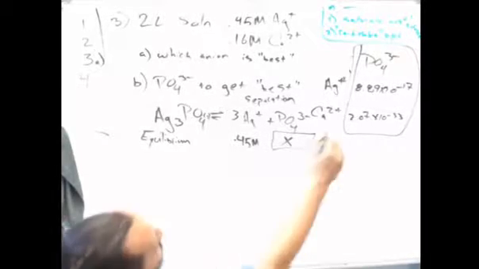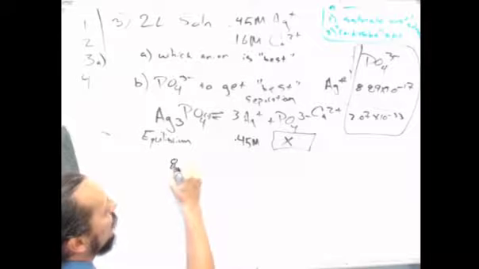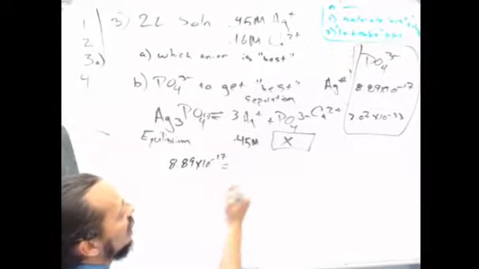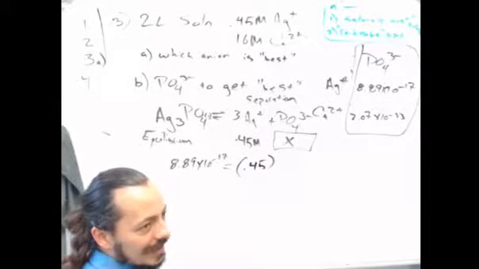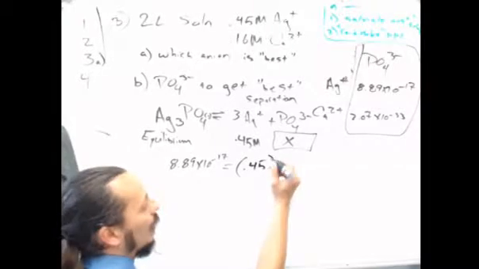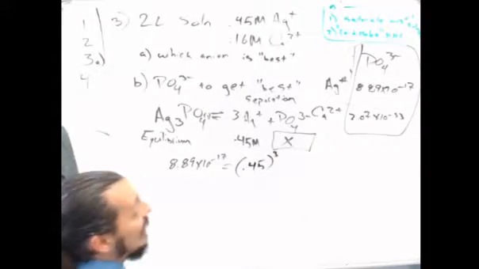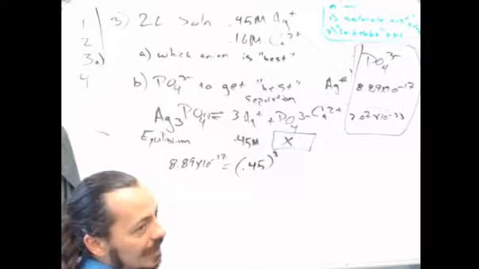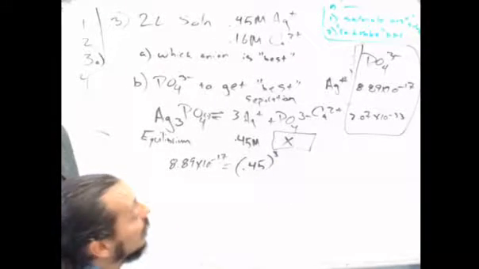So can you all solve this? We're just going to have the KSP, 8.89 times 10 to the minus 17, is equal to 0.45. Oh, you know how I said it wouldn't change the calculation? I was wrong, because that 0.45 needs to be cubed. If I had the wrong chemical formula and the wrong chemical equation, I would make the mistake because I would square that instead of cube it. That would make the answer wrong.